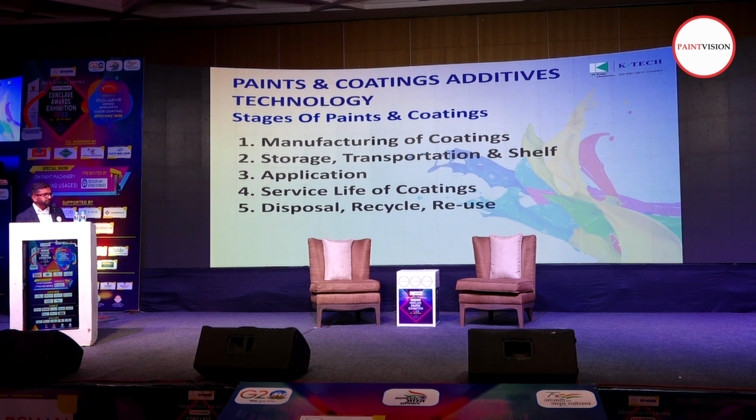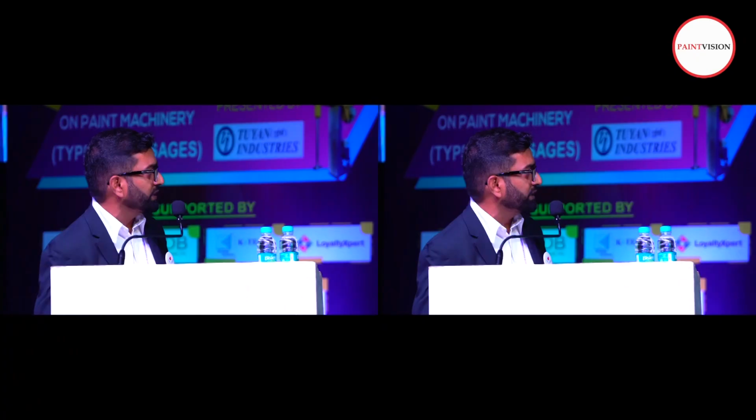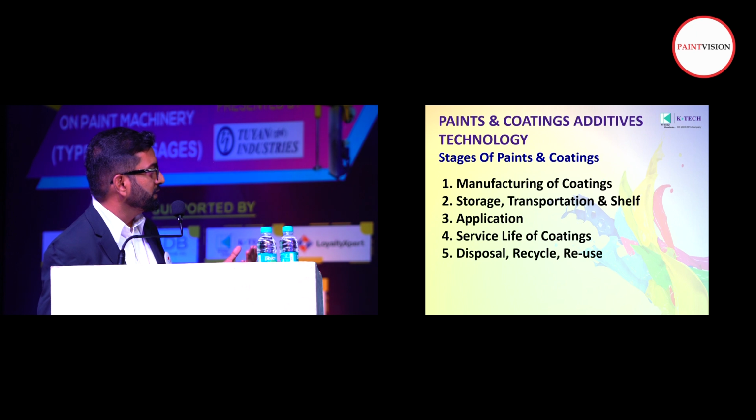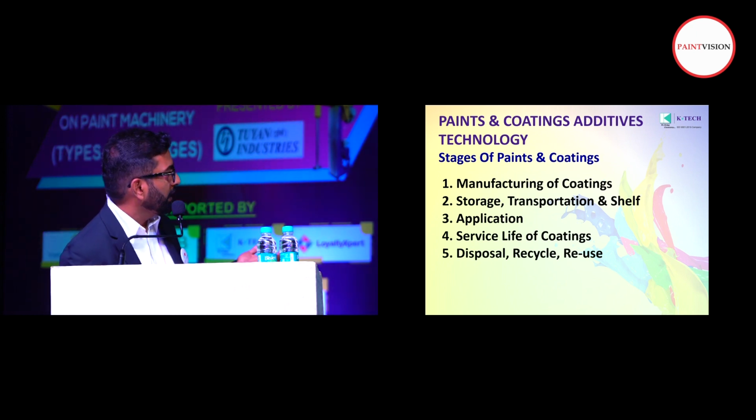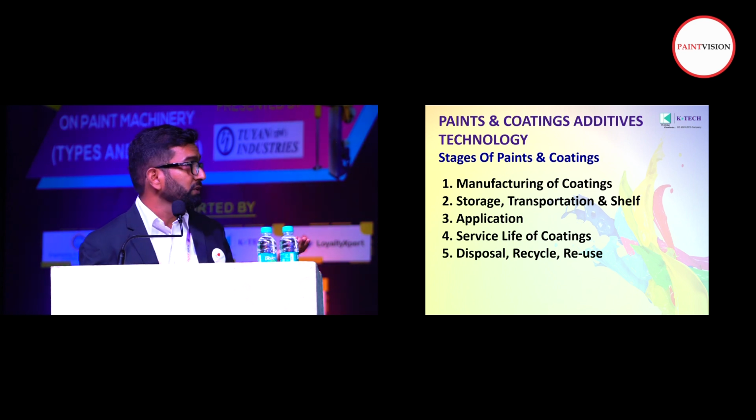There are various stages involved in any paint and coating manufacturing. So manufacturing of coatings is the first stage. Storage, transportation, and shelf life is the second stage. Application life is the third stage. Fourth stage is the service life of coatings. And last is disposal, recycle, and reuse.